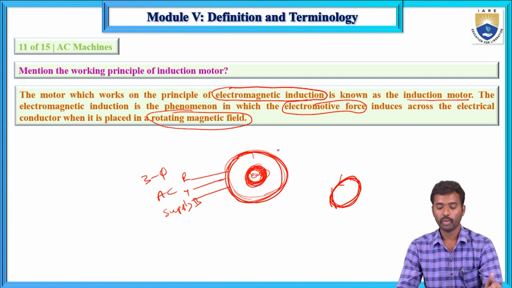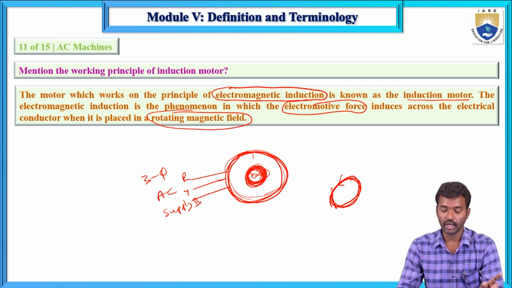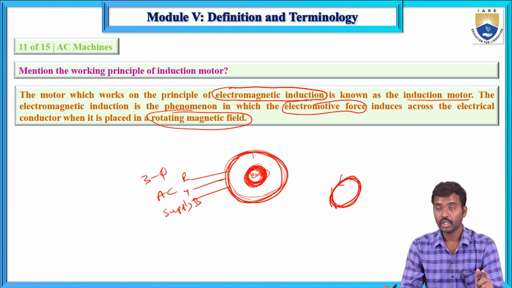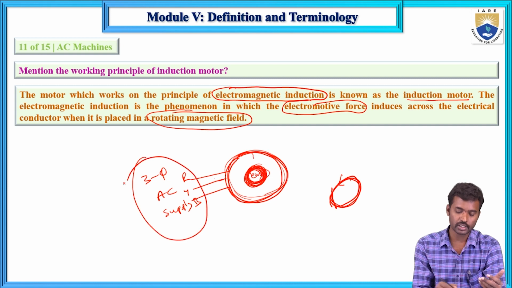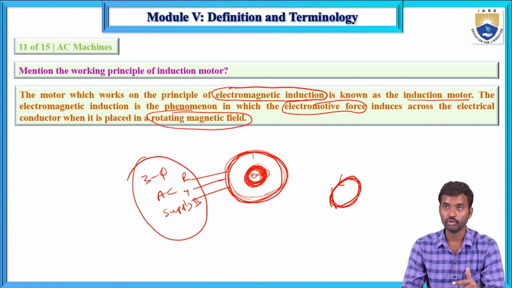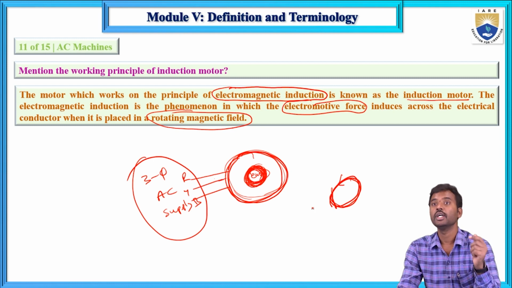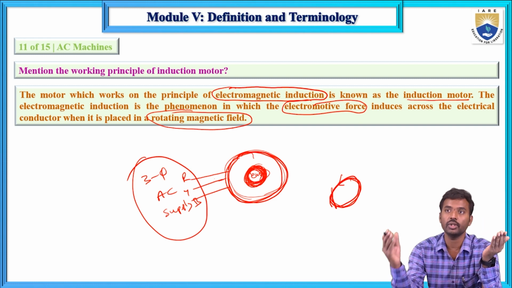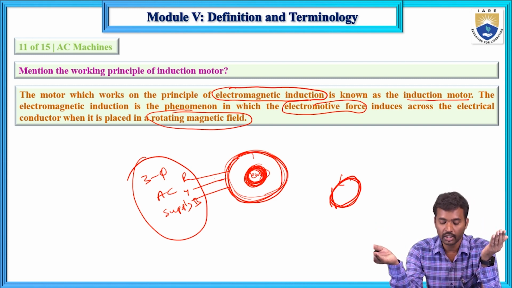So now we have two magnets here: one is the rotating magnet and the other is an electromagnet. Due to the attraction or repulsion force between the revolving magnetic field and the electromagnet, that means the rotor conductor, there is mechanical energy. The machine which converts the three-phase AC electrical energy to mechanical energy is known as the induction motor.